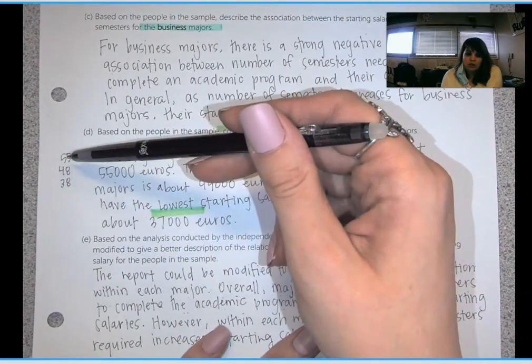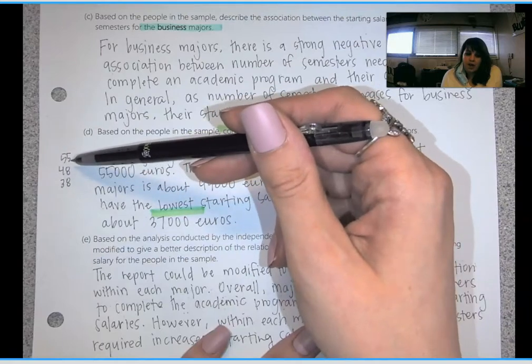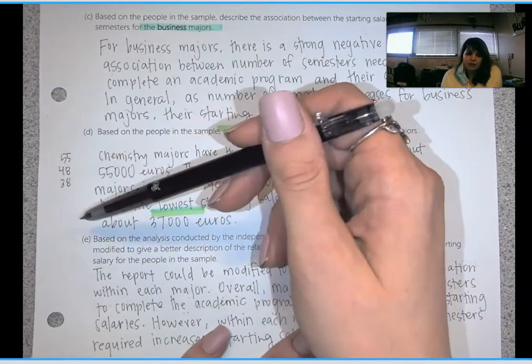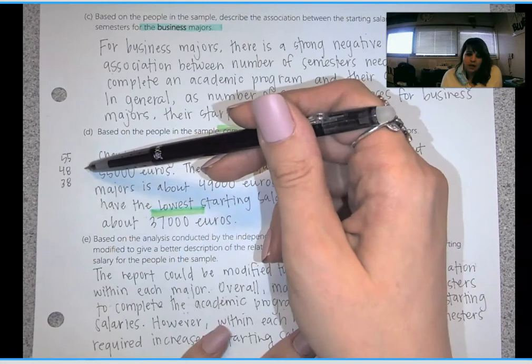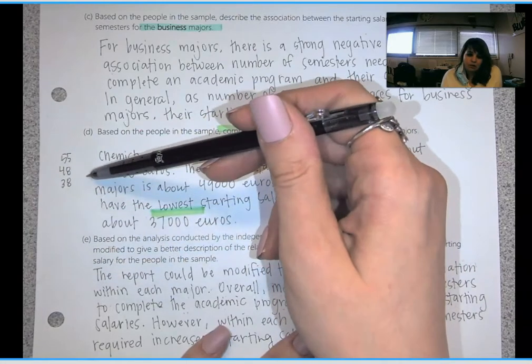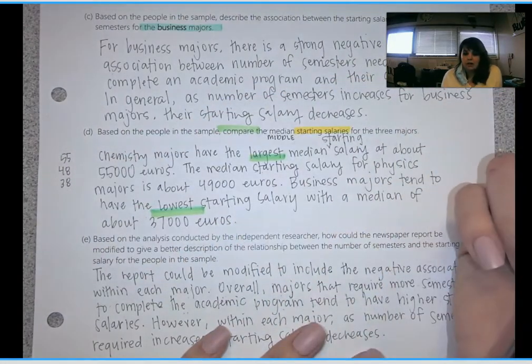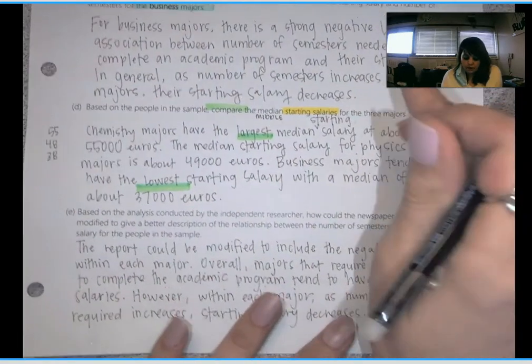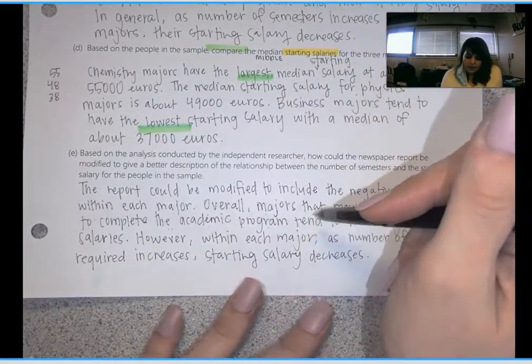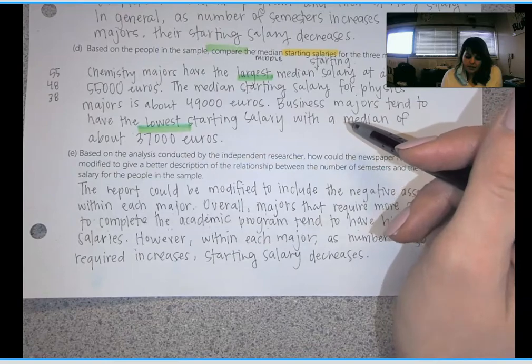You should be within 1 on either end. So 56,000 or 54,000. 49,000 or 47,000. 39,000 or 37,000. And then the last one, this is the one that is a challenge.